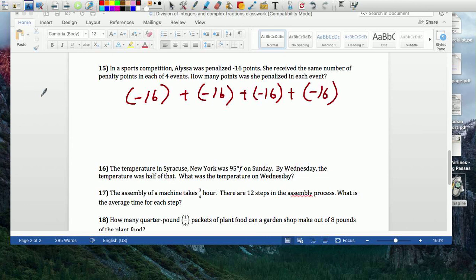So you can do it that way or multiply by 4. Either way, it doesn't matter. So negative 16 plus negative 16 plus negative 16 is going to be a big negative number, which is going to be negative 64. Or multiply this and you get the same answer. A negative times a positive is a negative. 4 times 16, negative 64. So you got 2 ways of doing this, however you want to interpret it.